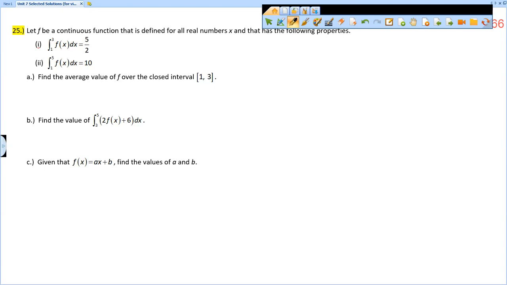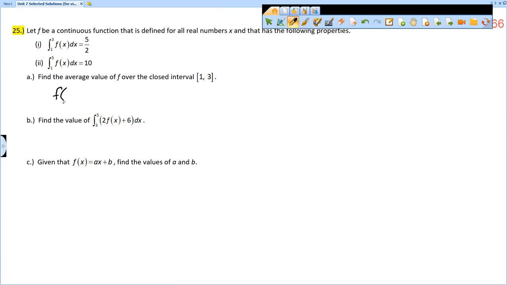This is the solution video for section unit 7 review, problem number 25. Let f be a continuous function that is defined for all real numbers x and that has the following properties. The integral from 1 to 3 of f of x dx is 5 halves, and the integral from 1 to 5 of f of x dx is 10. Find the average value of f over the closed interval 1 to 3.